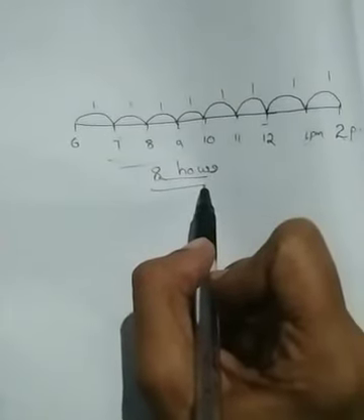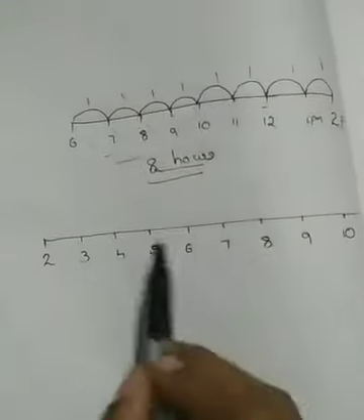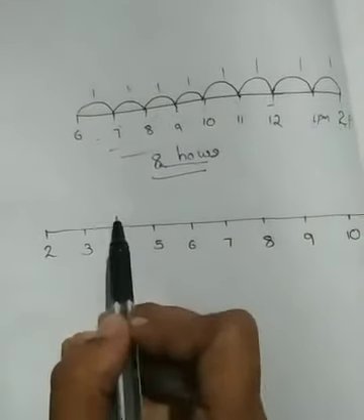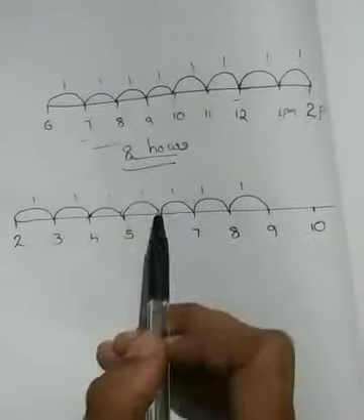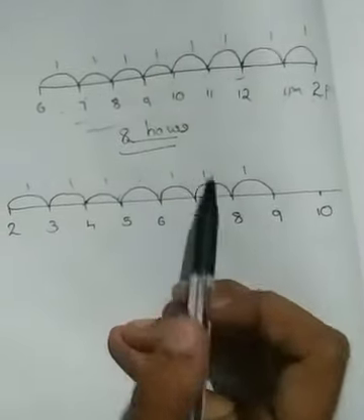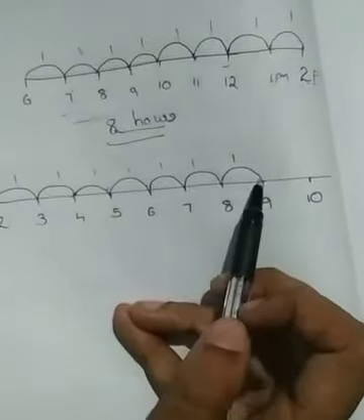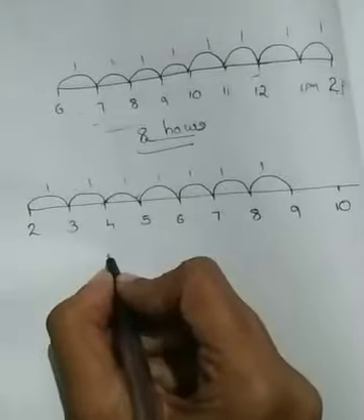Second shift is from 2 p.m. to 9:30 p.m. 2 p.m. to 9:30 p.m. 2 to 3, 1 hour, 3 to 4, 1 hour, 4 to 5, 1 hour, 5 to 6, 1 hour, 6 to 7, 1 hour, 7 to 8, 1 hour, 8 to 9, 1 hour. What is the working time?